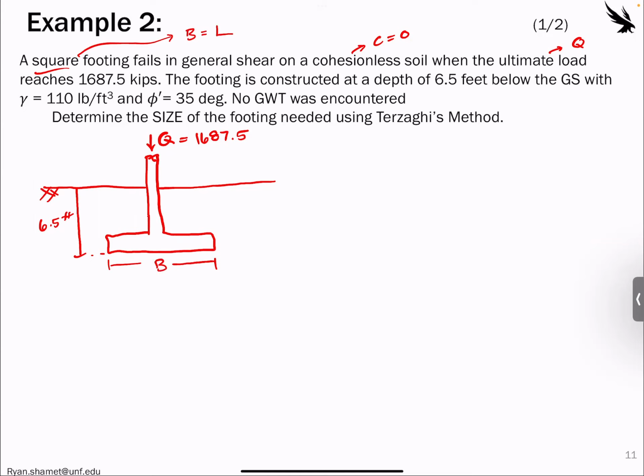We also know that the groundwater table was not encountered, so it's somewhere super far down here where we don't have to care about it. And for the soil properties, it's cohesionless, so c is equal to 0. Our friction angle is 35 degrees, and our unit weight in lovely US units is 110 pounds per cubic foot.